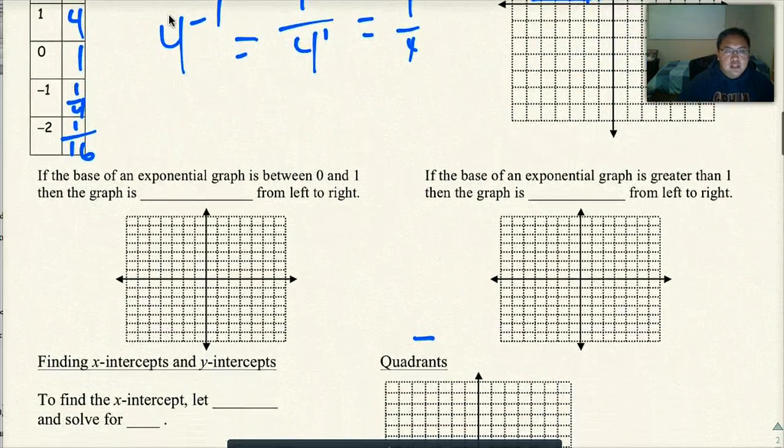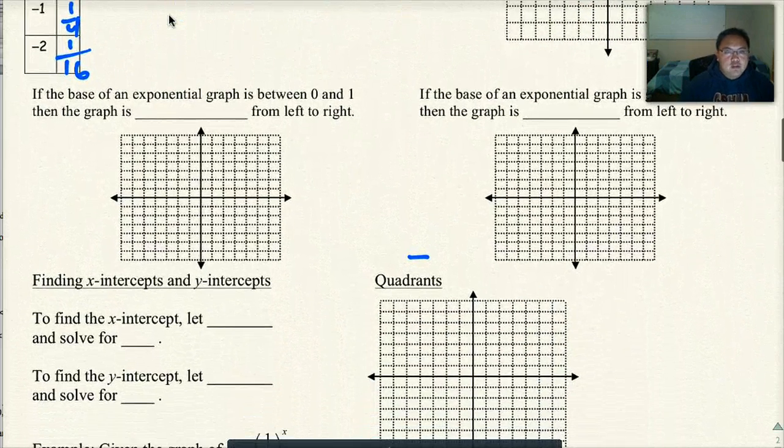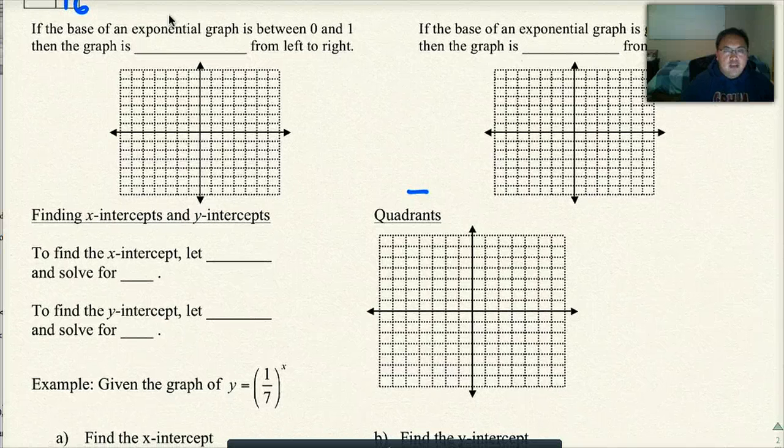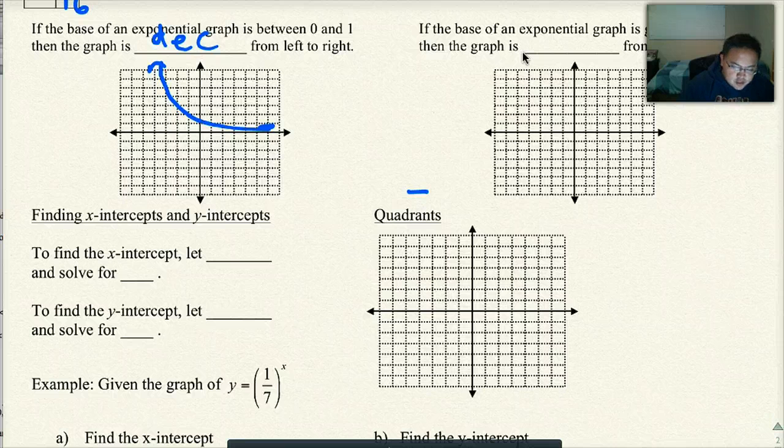So, to answer these questions, if the base of an exponential graph is between 0 and 1, then the graph is decreasing from left to right. I'm not going to be able to fit it, so I'm going to put dec. If it's greater than 1, then it's going to be increasing from left to right. We just did that graph, like so. Again, I can't fit increasing, so I'll just put inc.